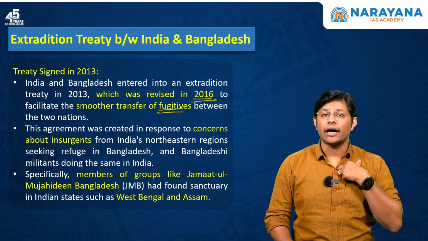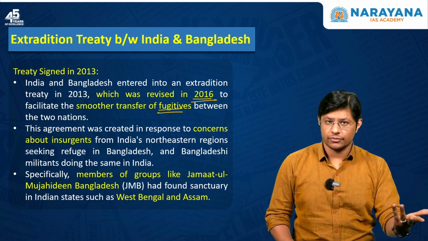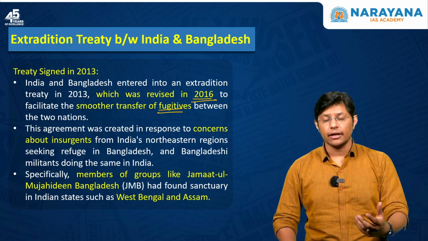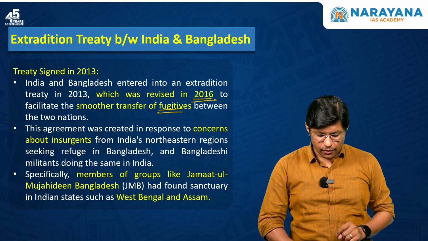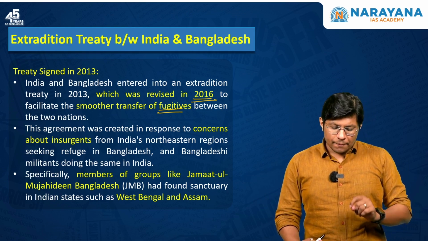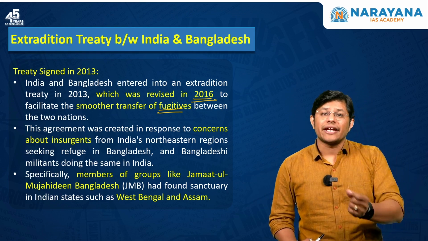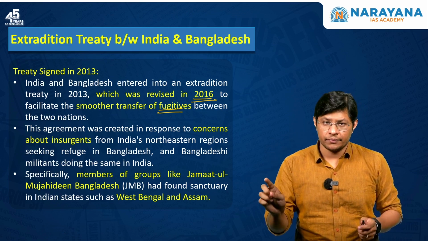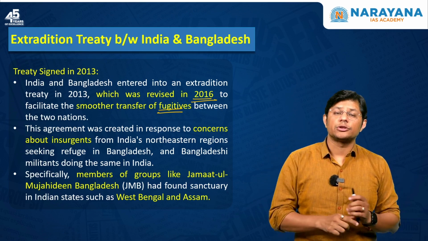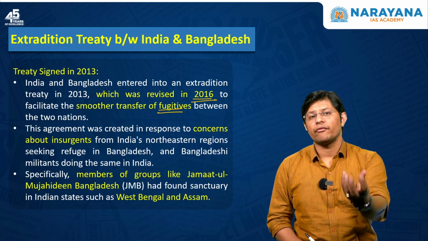Similarly, for India, Vijay Mallya is a fugitive, right? Because we believe that he has committed a crime in India and is living in a foreign country, right? Now, this agreement was created or signed. Why? Because the extremists from the northeastern region used to attack India and take safe haven in Bangladesh.